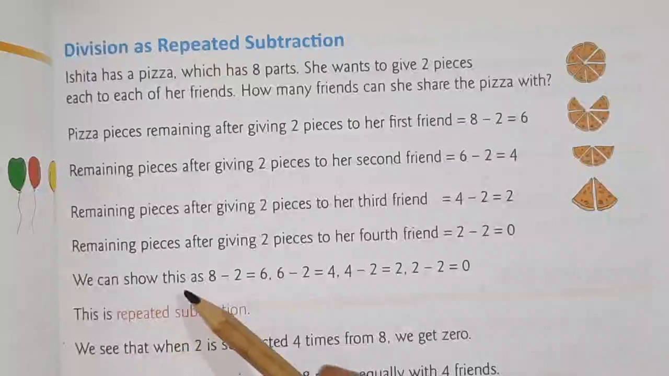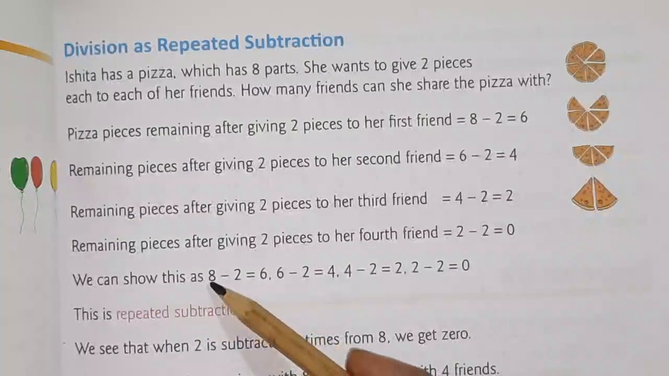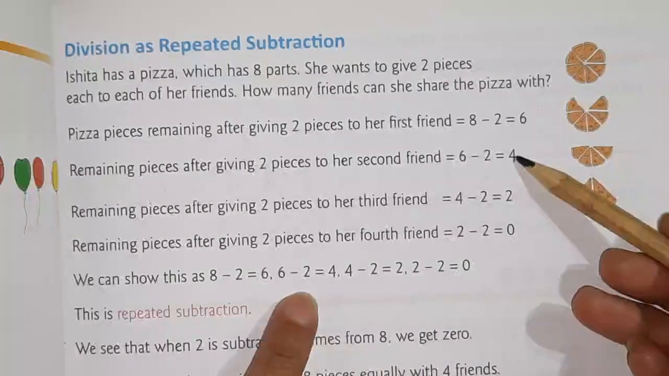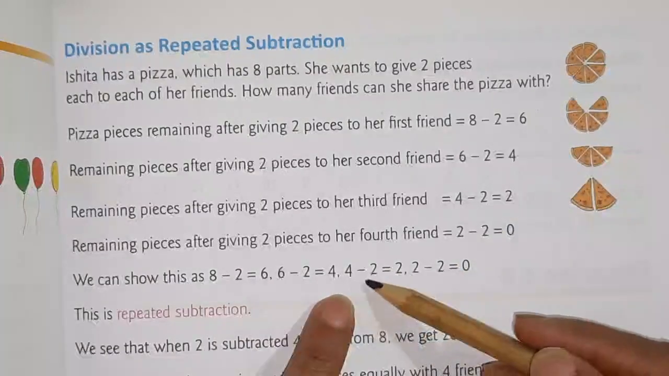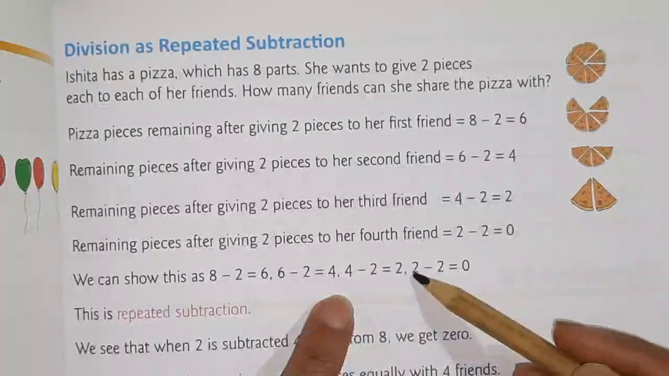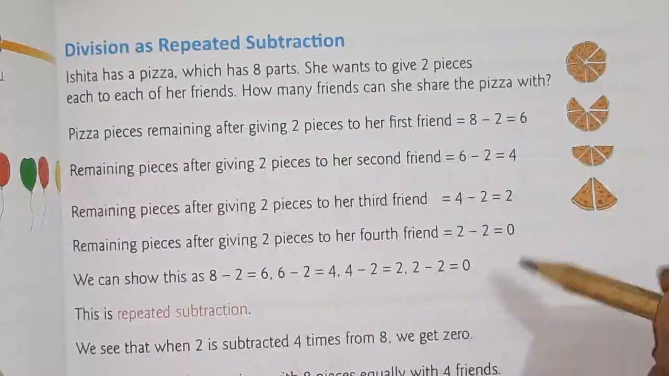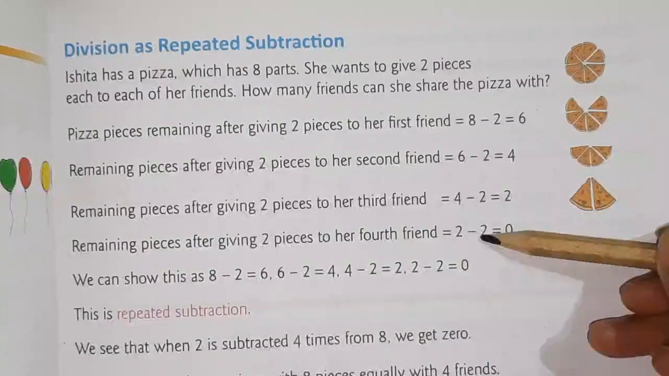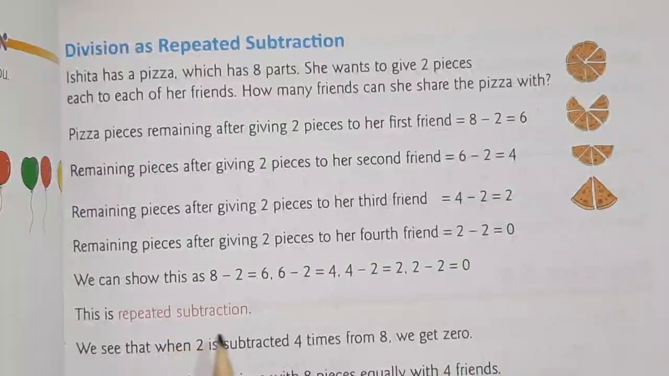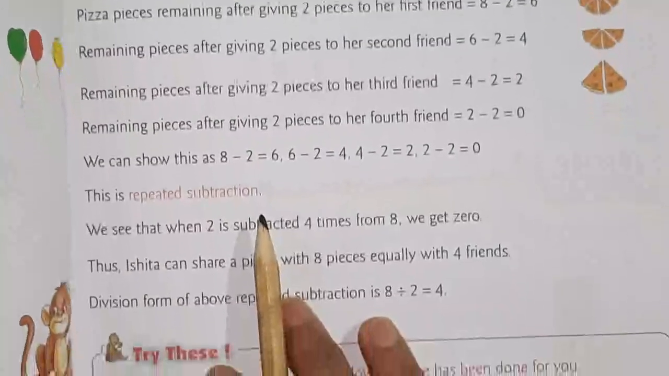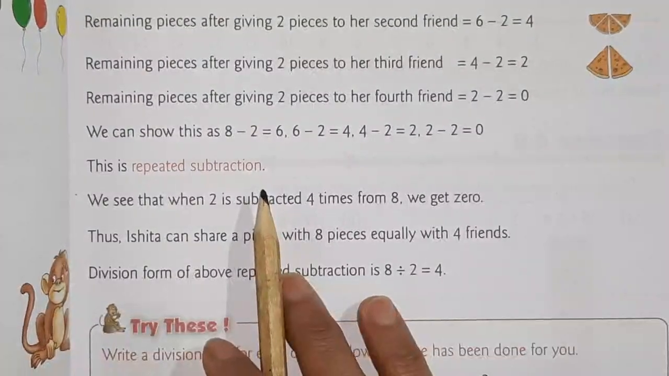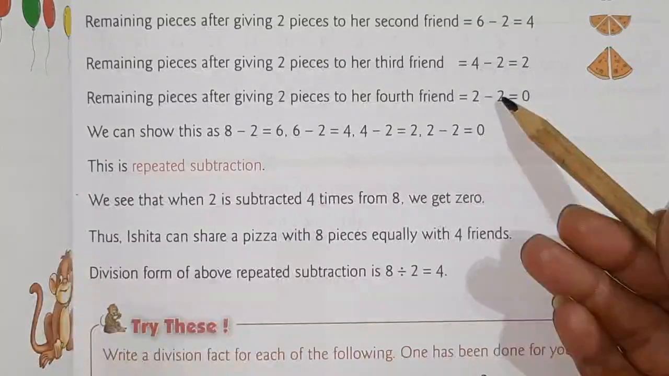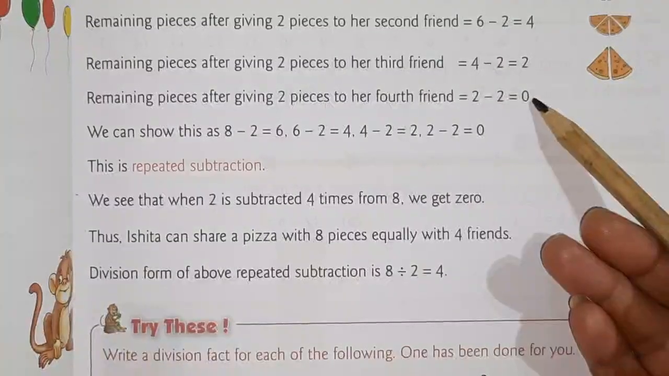So we can show that as 8 minus 2 is 6, 6 minus 2 is 4, 4 minus 2 is 2, and 2 minus 2 is 0. How many times have we subtracted 2? 1, 2, 3 and 4. This is called repeated subtraction, which means the same number we are repeatedly subtracting till we get 0.